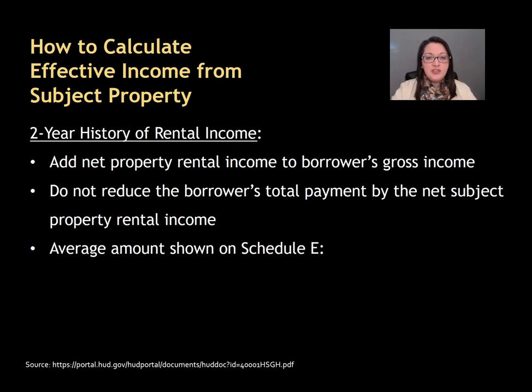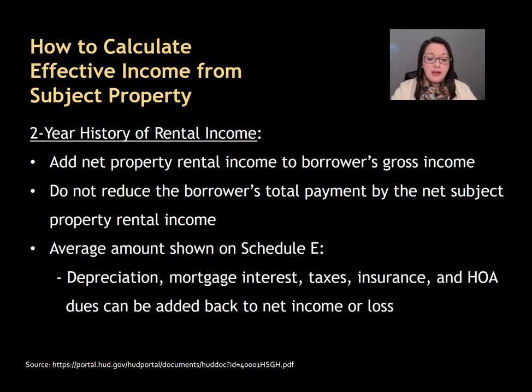So you're going to average the amount, typically the 2 years shown on the Schedule E, but depreciation, mortgage interest, taxes, insurance, and any homeowners association dues listed on the Schedule E can be added back to net income or a loss. So let's take a look at an example of this on a sample tax return.